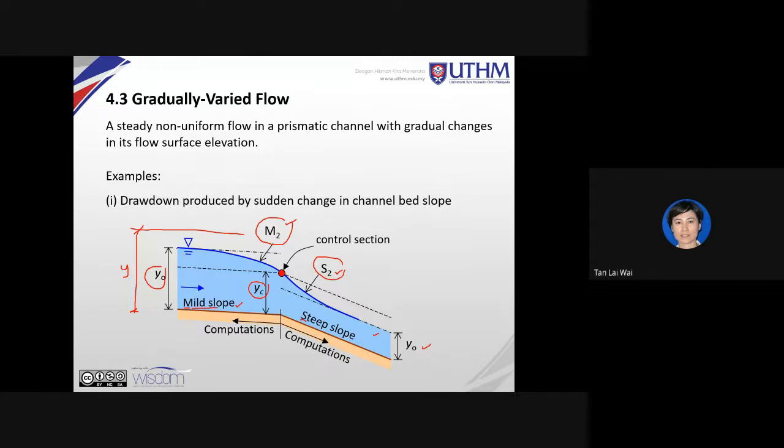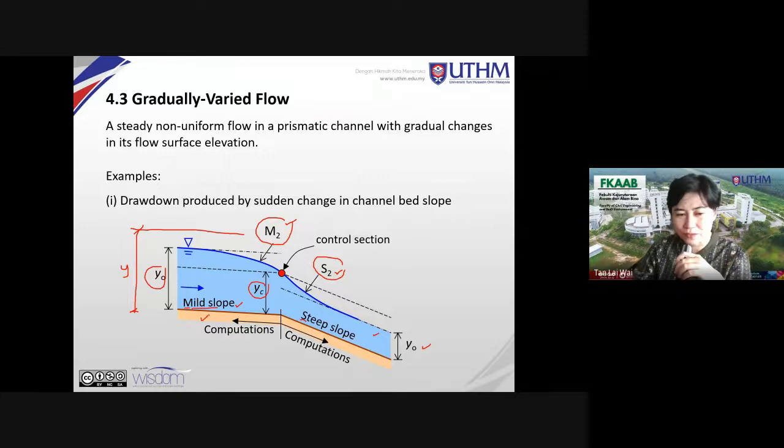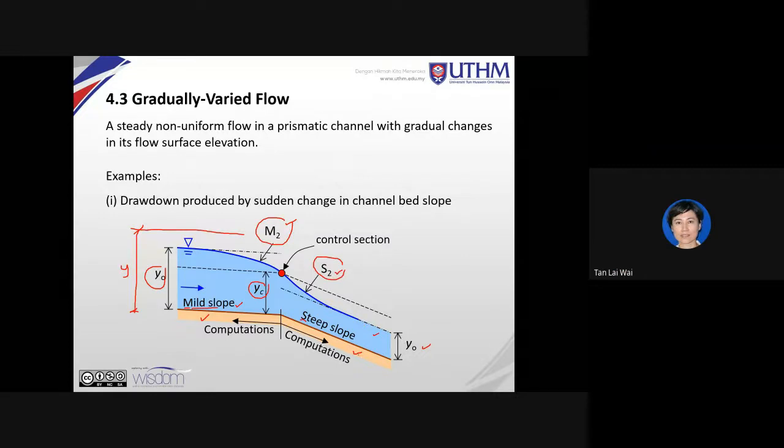For example, here you have Y naught, which is denoted by the dash dot line, right? Now, for this slope, and then for another slope, if you are using Manning or Chezy, right? Because the depth of uniform flow is influenced by the slope of the channel. So you are going to get another depth of flow.